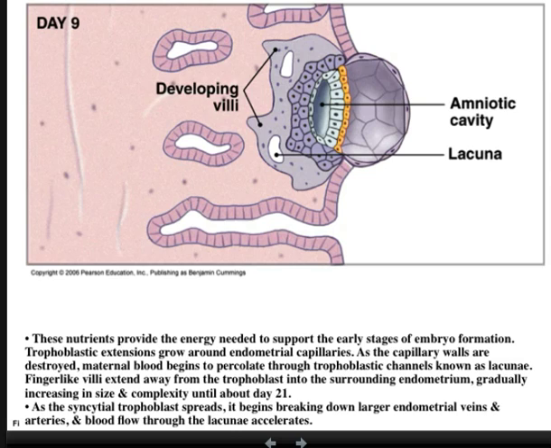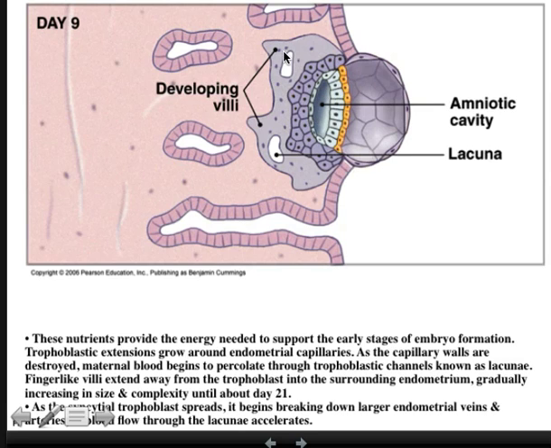Villi extend from the trophoblast into the surrounding endometrium, and they gradually increase in size and complexity until about day 21. It's like growing roots, and you can see them here in this day 9 diagram. Now, some of the other structures: this is going to be endoderm, this is going to be ectoderm, and eventually we're going to form a cavity between these two layers that's going to be populated by mesoderm. This is going to be the amniotic cavity, and this will eventually be the amniotic membrane.